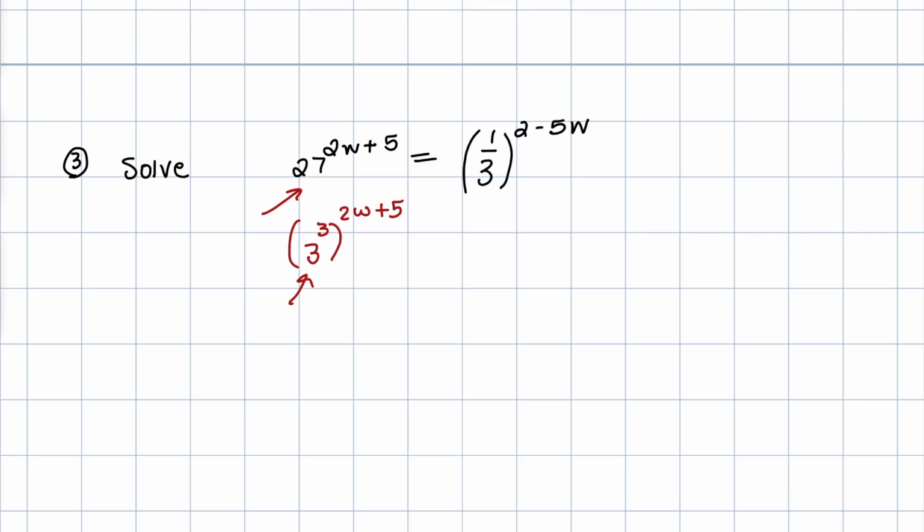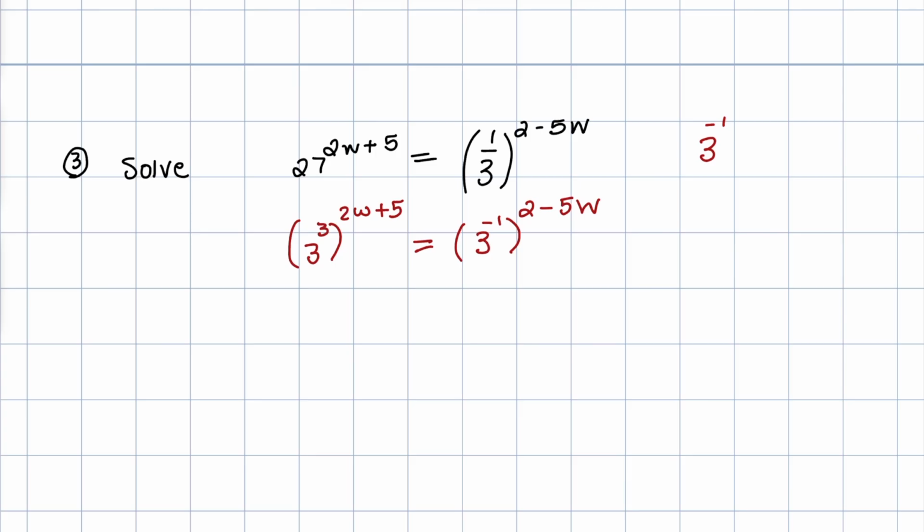Okay, now we rewrote this side, the 27 side. Now let's rewrite the 1/3. Now 1/3 is 3 to the negative 1 power, right? So I'm going to write this as 3 to the negative 1 all to the 2 minus 5w. So we had to rewrite both bases in terms of powers of 3, right? That's what we did. Now we can get rid of those exponents.